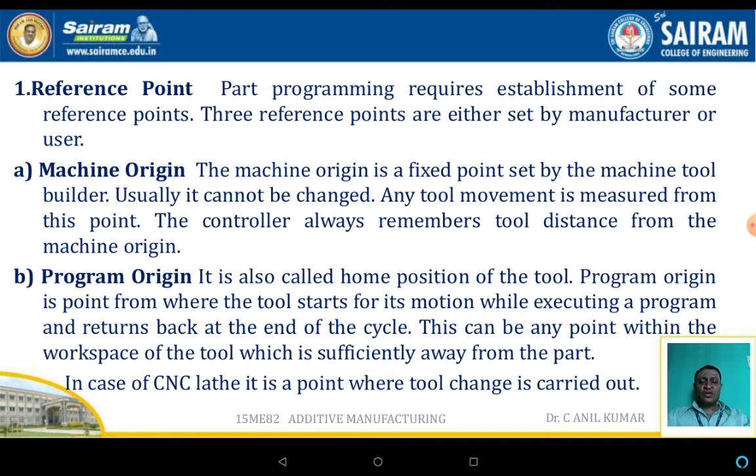Any machine tool or tool movement is measured from this point. The controller always remembers the tool distance from the machine origin. The program origin is also called the home position of the tool. The program origin is a point from where the tool starts its motion while executing the program and returns back to at the end of the cycle.